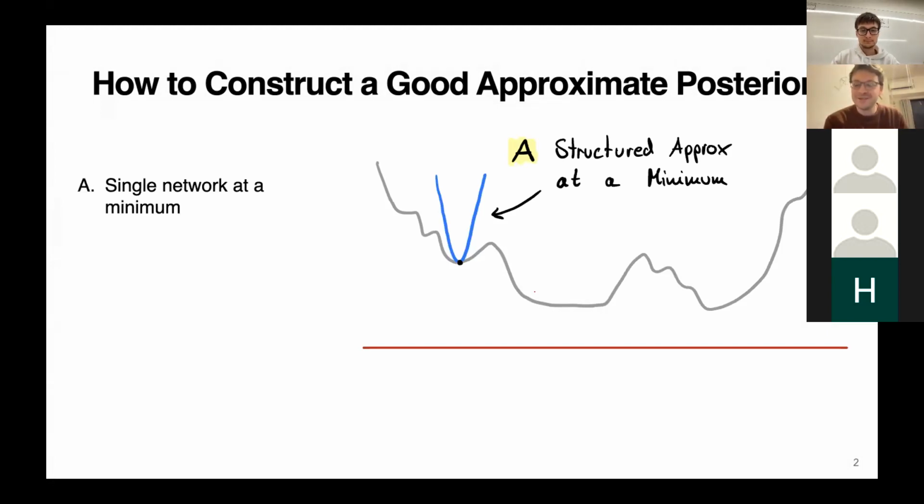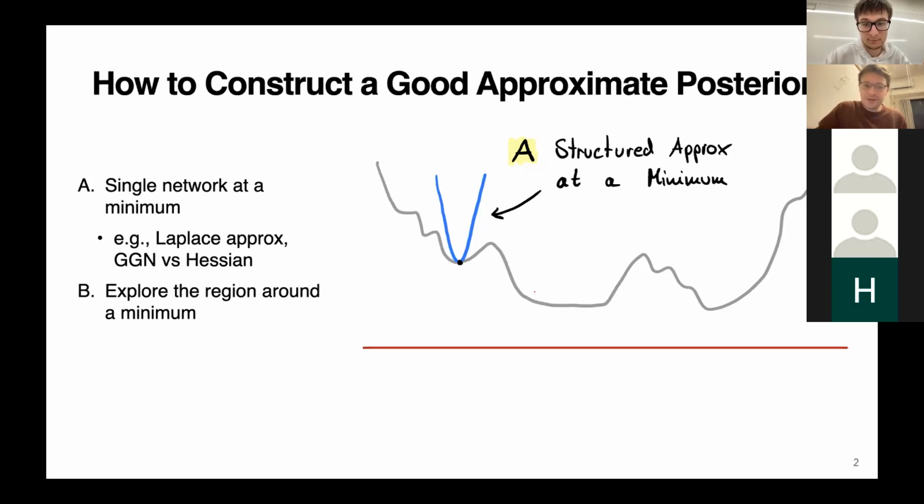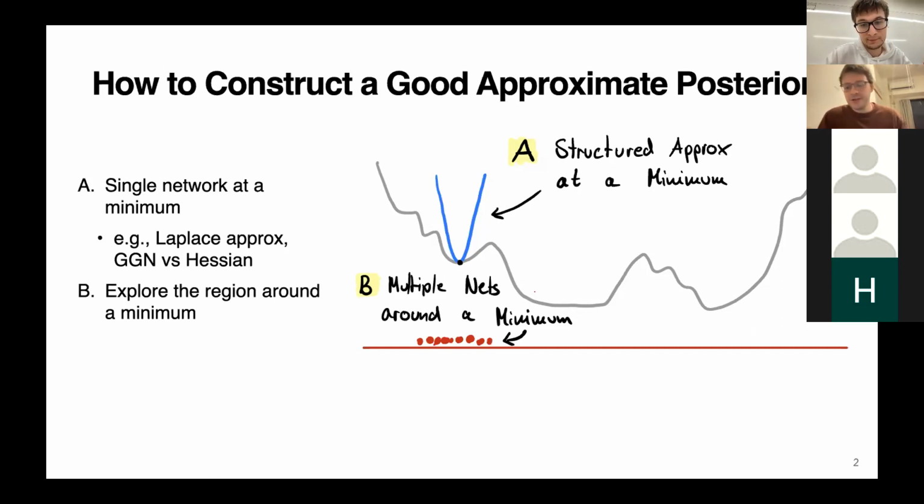So this is the slide corresponding to what I was saying earlier. The simplest way is to look at a single mode and consider some kind of structured approximation at the single mode. For example, Laplace approximation, where the structure is, for example, GGN or based on the Hessian. And of course, this doesn't capture the global shape of the loss function, as we've also seen in the talk earlier. So to get a better approximation, one can also explore the region around this minimum, the local neighborhood, and consider some kind of averaging of networks around that minimum. For example, using a variational inference approach, which considers a more global approximation.